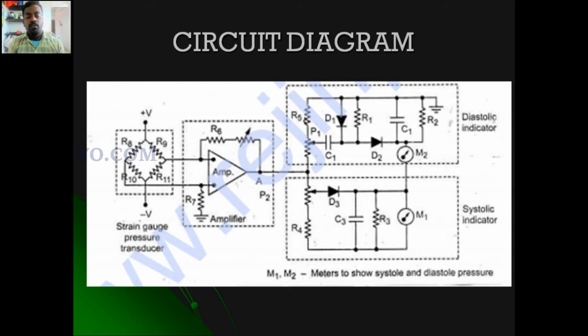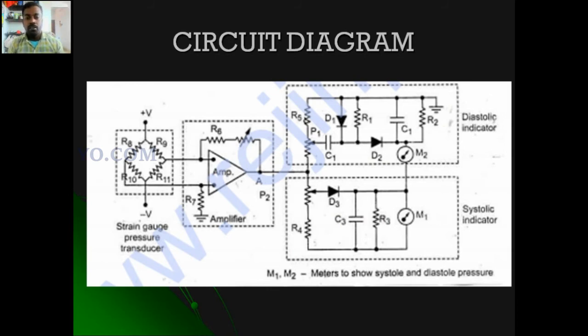Then the output of the differential amplifier is given to the circuit. That circuit gives two different things, one is diastolic and the other is systolic. The systolic pressure is indicated by this circuit, and the diastolic pressure is indicated by this circuit. Let us see how it works. Here M1 and M2 are meters, D1 and D2 are diodes used in the diastolic indicator, D3 is a diode used in the systolic indicator.